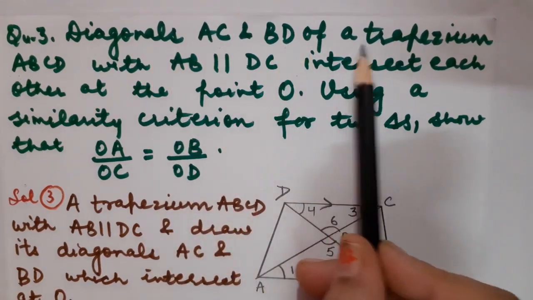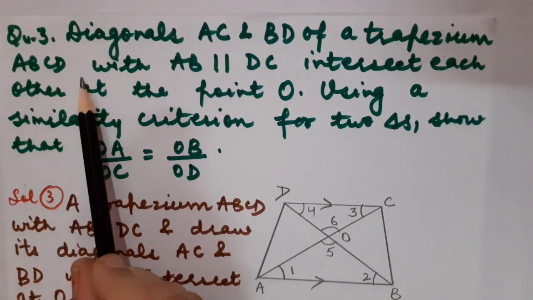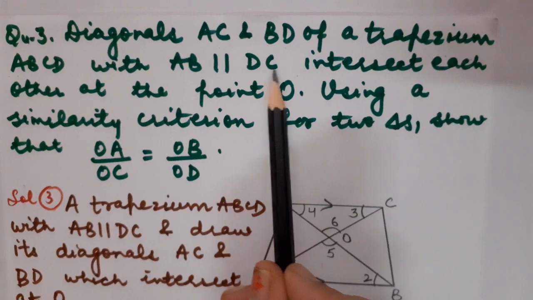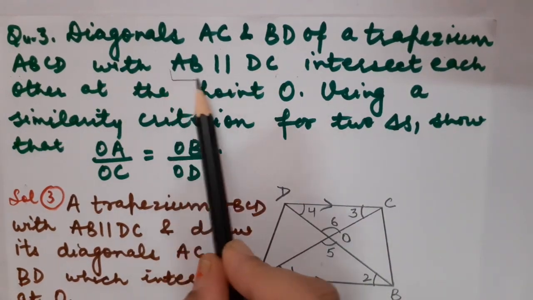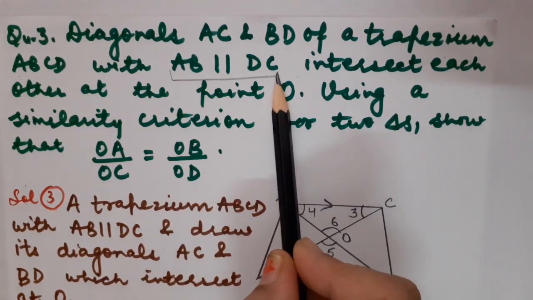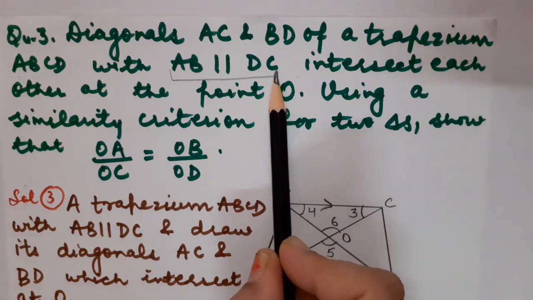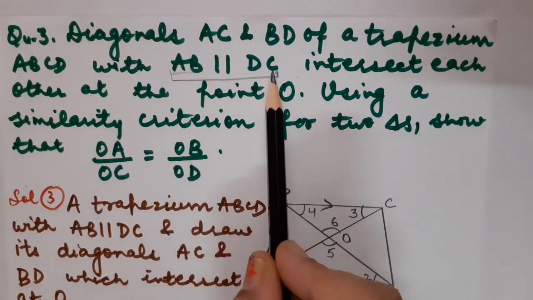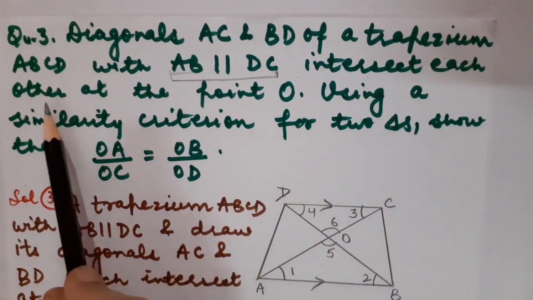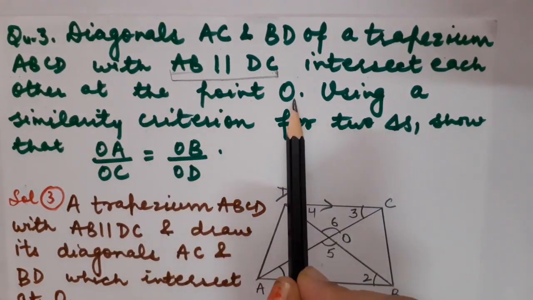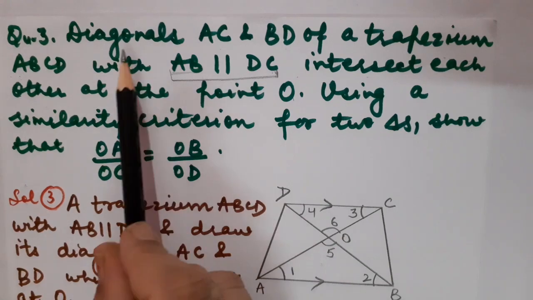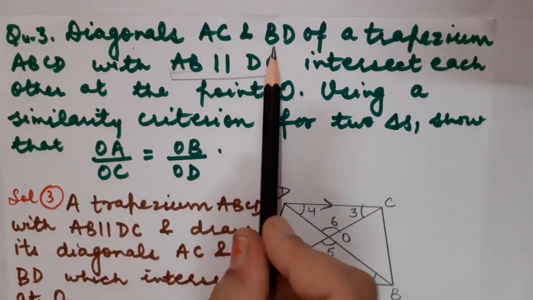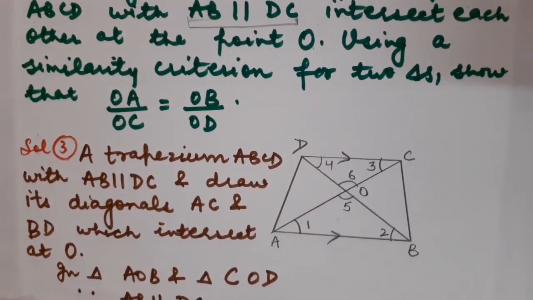Diagonals AC and BD of a trapezium ABCD with AB parallel to DC. Children, you know that trapezium is that particular quadrilateral in which only one pair of the opposite sides is parallel. So here AB is parallel to DC. Intersect each other at point O. What is going to intersect each other? Diagonals AC and BD. So here is the diagram.